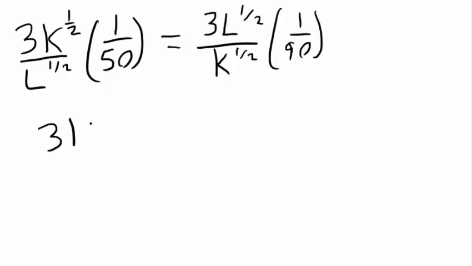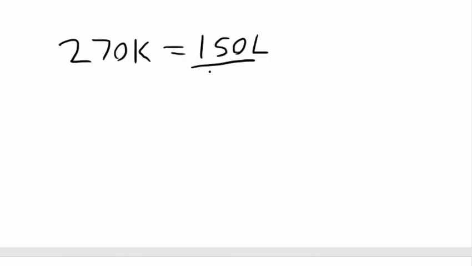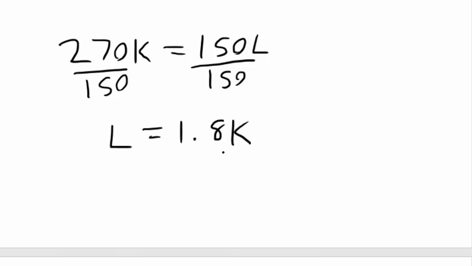So that gives us 3K to the 1/2 over 50 times L to the 1/2 equals 3L to the 1/2 over 90 K to the 1/2. And so we can cross multiply from here. By cross multiplying, we're left with 270K equals 150L. And if we solve for L by dividing both sides by 150, we are left with L equals 1.8K. And so our input ratio is L equals 1.8K.